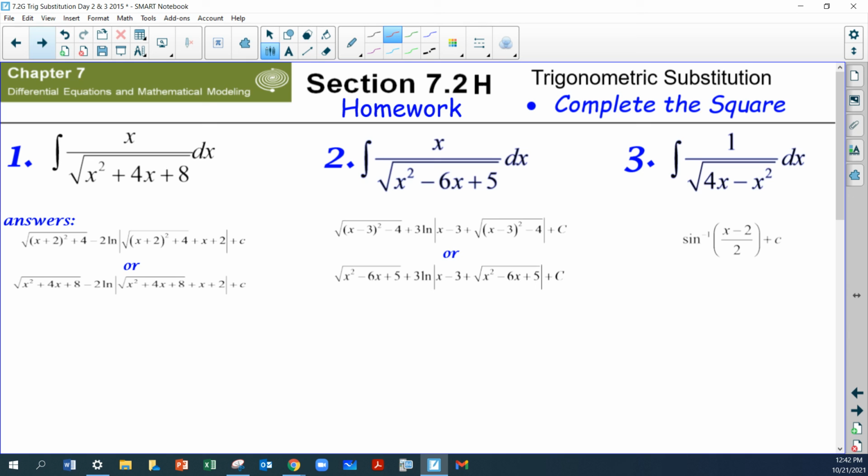You have 3 to do tonight that involve completing the square. I did provide the answers, and I did a couple different versions because depending on what route you go, you might get a little different. Wonderful. We got through it.